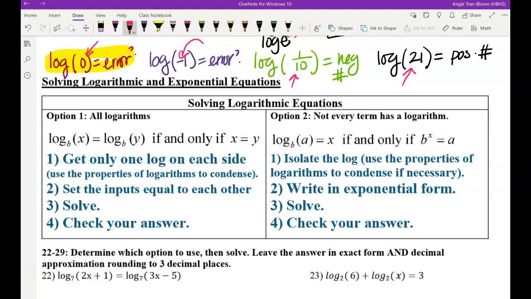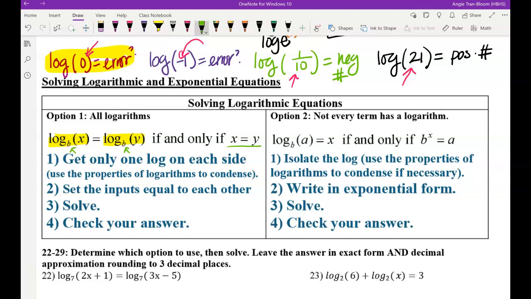So that's why it's important, because we need to understand that so we can check our answers when we are about to solve. So, solving logarithmic and exponential equations. There are 2 options here, students. Let's read through them. Option 1, when we have all logarithms. If you have log base b of x equals log base b of y, this is only true if x equals y, since the bases are the same here.